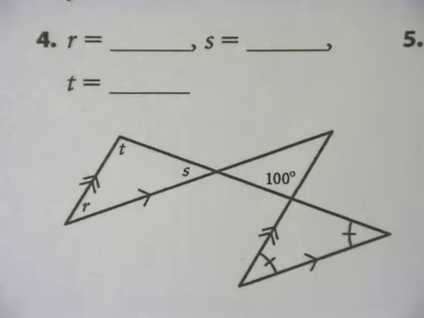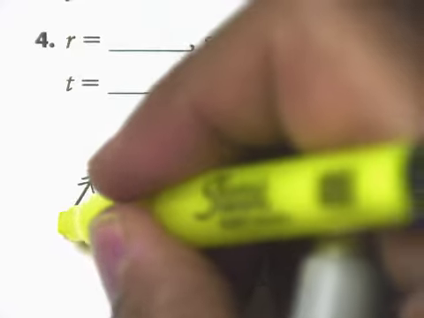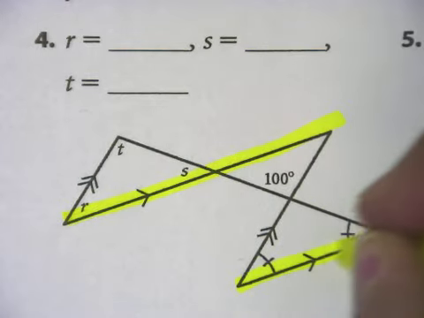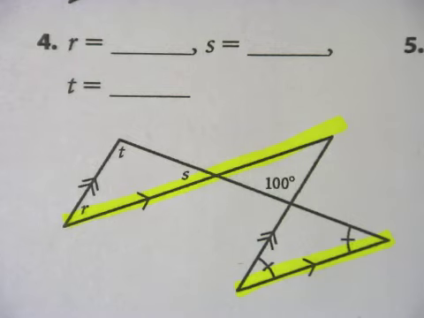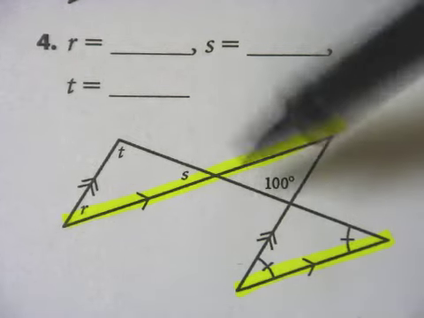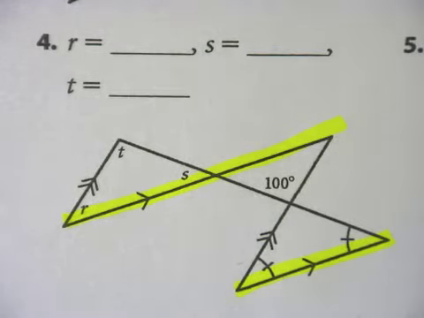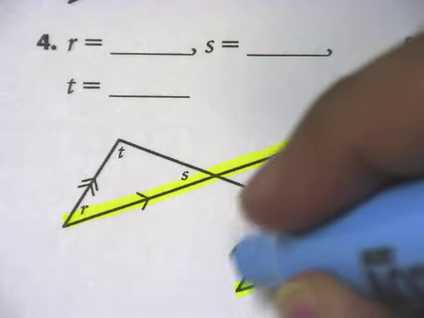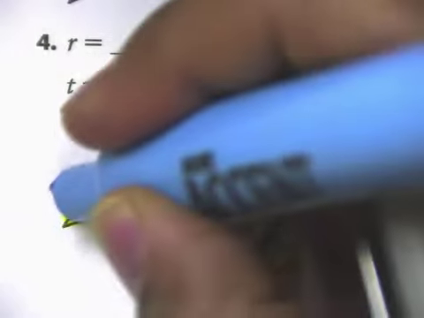Number 4 is not so cut and dry, but it's still a pretty simple question. Let's take a look here. For number 4, there are a couple of things I want you to notice. I want you to notice these two parallel lines here. These are two parallel lines with a transversal going through them.